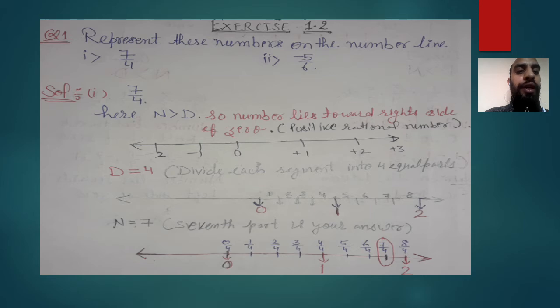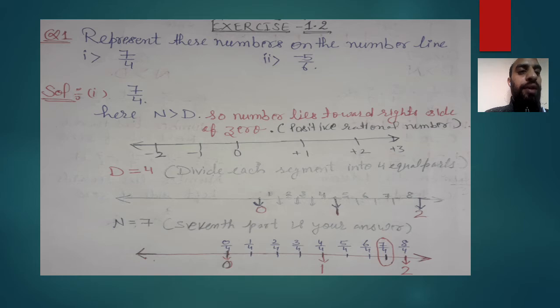7 upon 4. Here you can see 7 is greater than 4. That means the numerator is greater than denominator. So the number lies toward the right side of 0 as it is a positive rational number. First you need to draw a number line as I have drawn: minus 1, 0, plus 1, plus 2 and plus 3. So it is very clear from the first line that the number lies toward the right side.